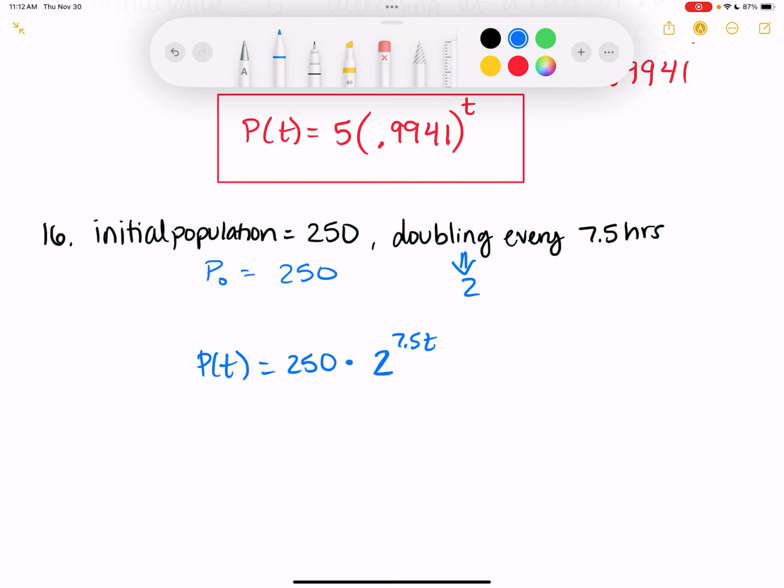Now, one thing, the book uses X instead of T in all of these problems, so just an FYI for you. I use T because we're dealing with time. It's a lot easier to see. The other thing is, when the book writes this answer, they don't like to put decimals in an exponent. So the way they write this is 250 times 2 raised to the 2t, or well, they use x, over 15.